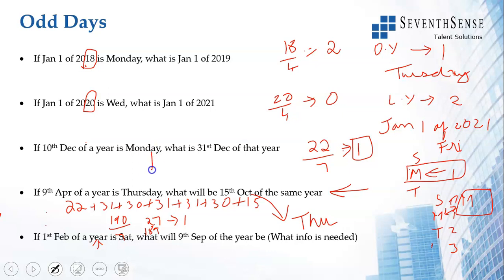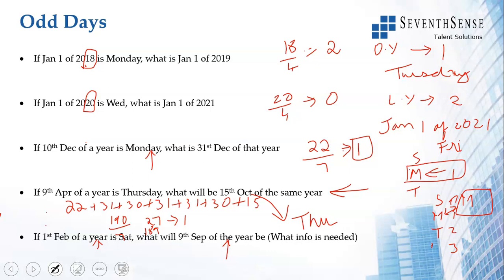Even in the previous question, the year being leap or ordinary doesn't matter because between 10 December and 31st December, the number of days will remain the same. So in this question, you need to know whether it is leap or non-leap. How do we proceed? In the previous question, we looked at the number of days in the entire month. Here, let me look at the number of odd days.